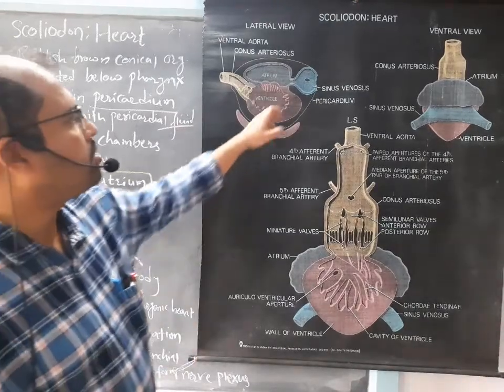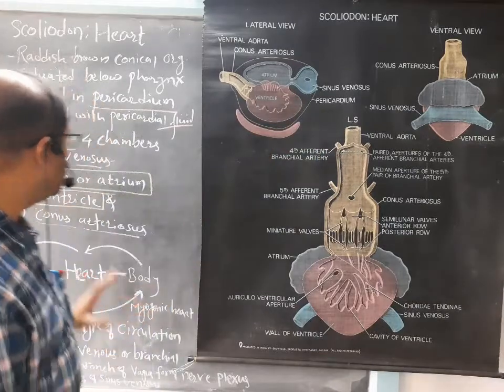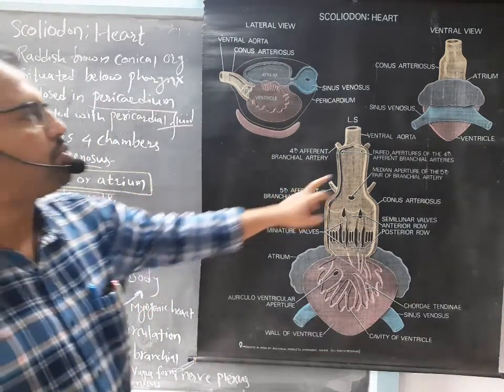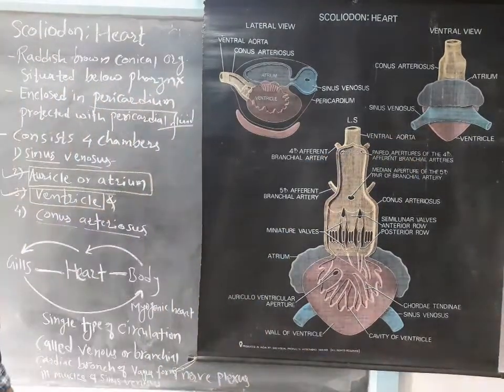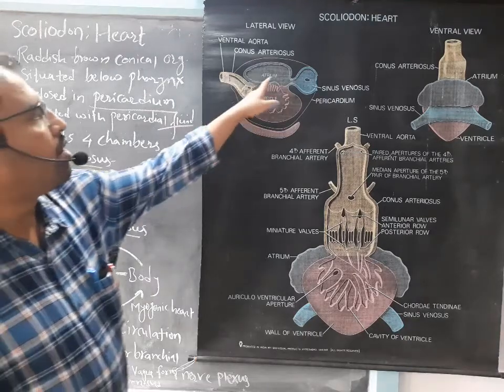So that is the peculiarity of the walls. This is about the sinus venosus, which has two important veins: ductus Cuvieri, or the Cuvierian vein, and the hepatic sinus. Then this is about the sinus venosus. The next chamber is the auricle.